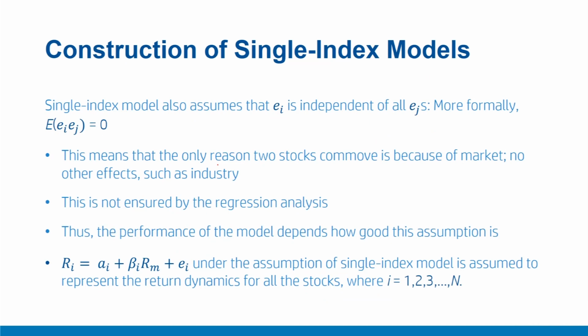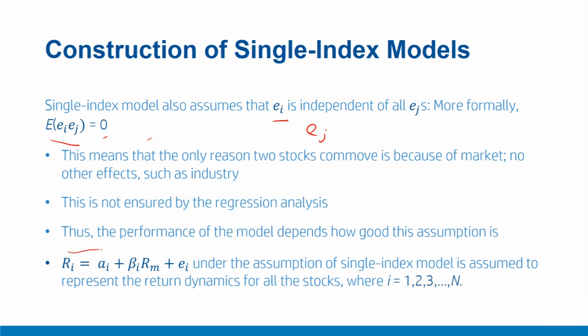However, there is one additional assumption of single index model that is not guaranteed by regression analysis. This is as follows. Single index model assumes that the error Ei is independent of Ej for another security. Or more formally, the expectation of Ei Ej is 0, or correlation between errors Ei Ej is 0. This requires that the only reason stocks should co-move is because of the market movement. There are no other effects like industry effects, etc., that can cause correlation across stocks. There is nothing in regression analysis that ensures it, and therefore the performance of the model depends on how close this assumption is to reality.